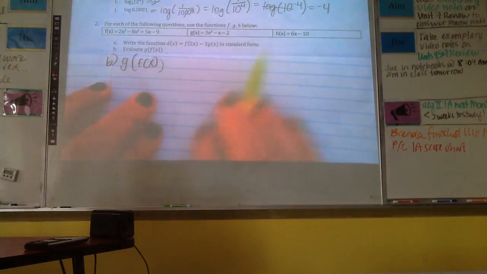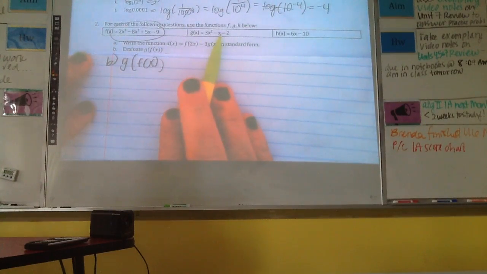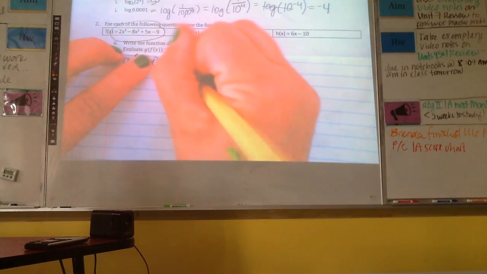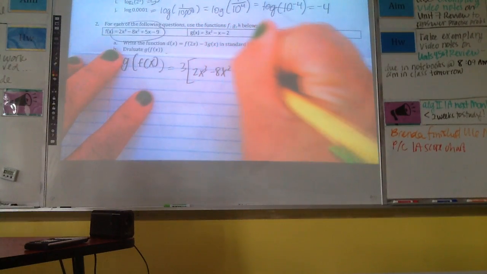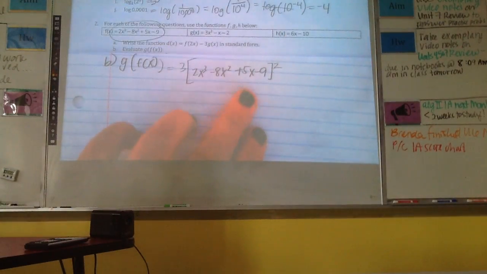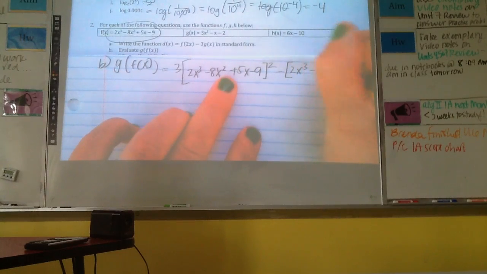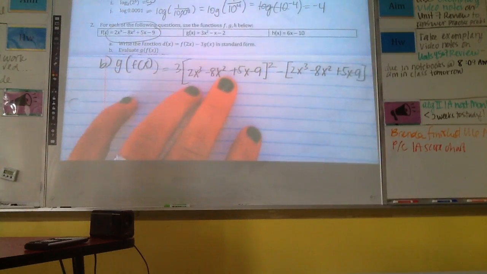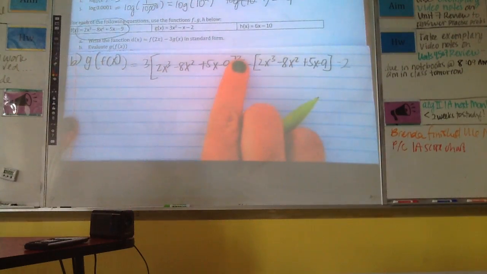We'll take f of x, this guy right here, and put it in every time where we see an x value here. So we'll get 3 times 2x cubed minus 8x squared plus 5x minus 9 squared. We would have to square this term, minus 2x cubed minus 8x squared plus 5x minus 9 minus 2. Okay, this we could expand into standard form.